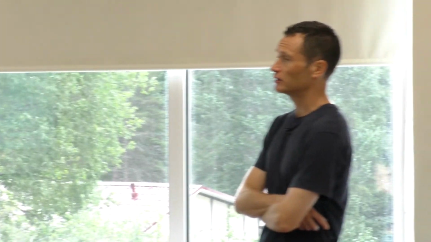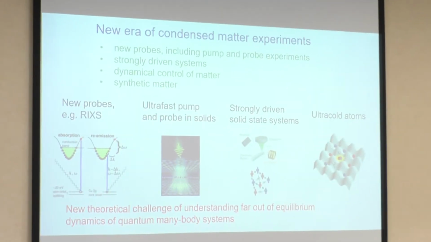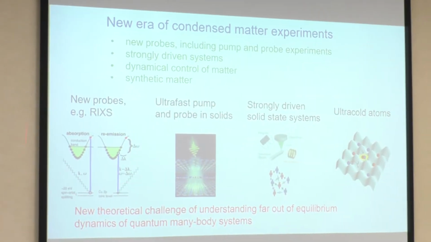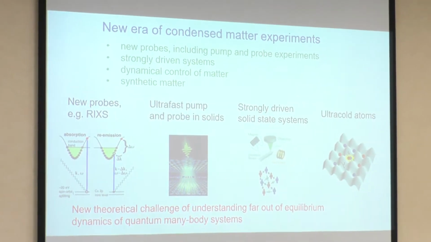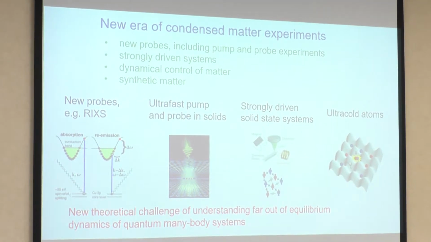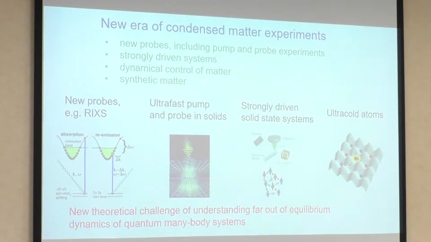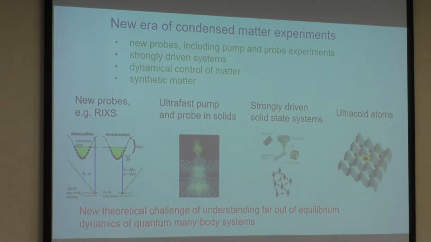So we talked about the importance of understanding far out of equilibrium dynamics, and we used condensed matter systems as our main motivation. I focused on two types of experiments. The first one is an example of the new type of probes, which have been common in condensed matter physics. We talked about resonant inelastic X-ray scattering and how one really needs to calculate the actual cross-sections by looking at non-equilibrium processes.